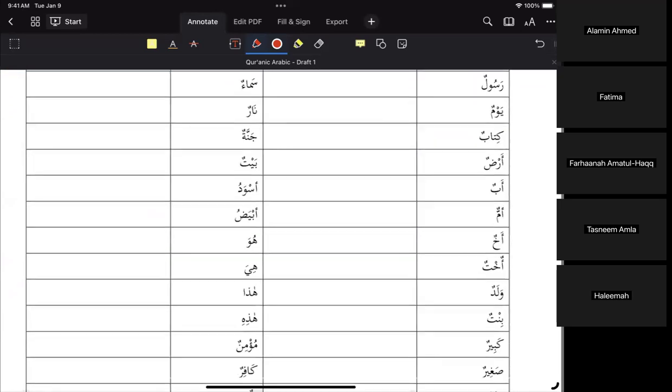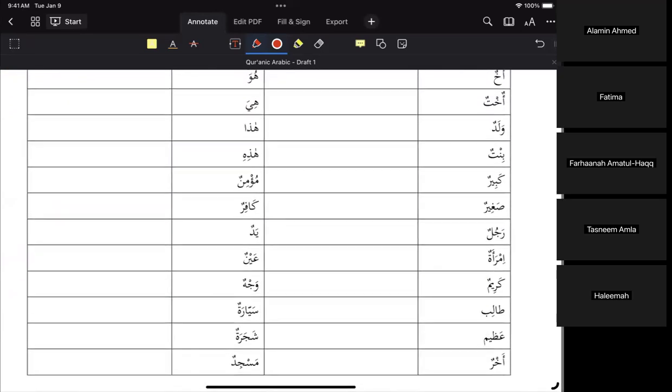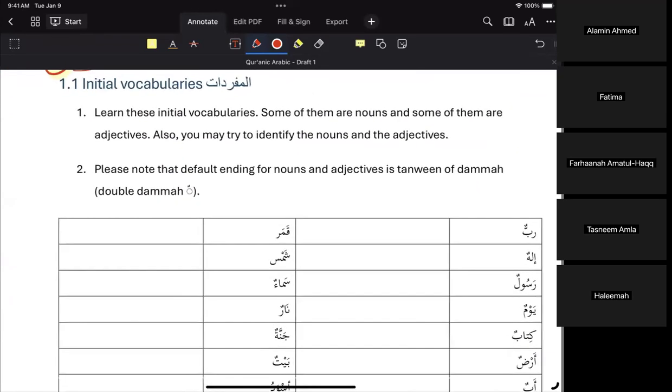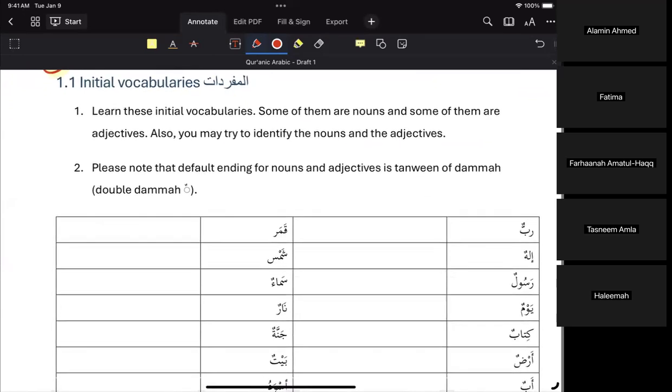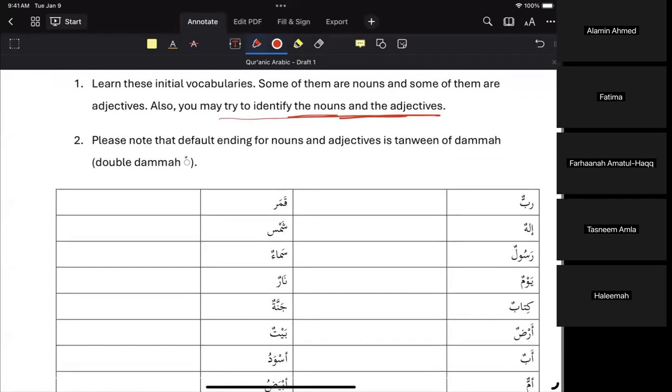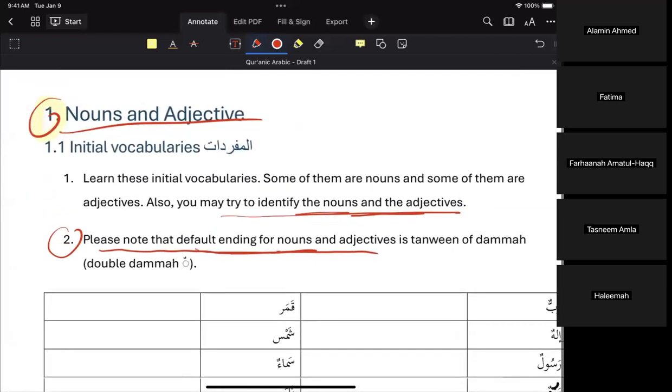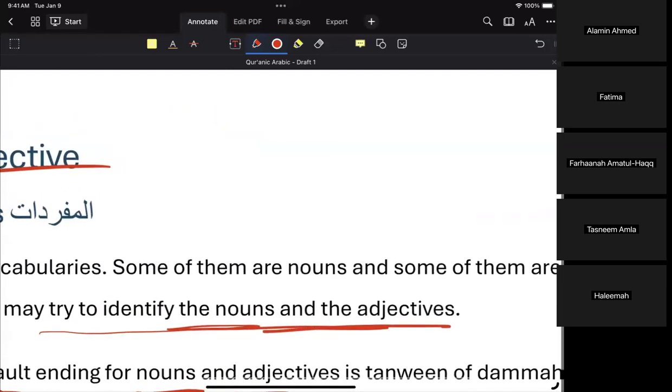Now, in this list, I think I have about 40 words, which includes both nouns and adjectives. And it says try to identify which ones are the nouns and which ones are adjectives. Inshallah, we'll do them as we go forward. But here's one interesting thing that you should know from the beginning. The default ending. Okay, maybe I should just mention one small thing before I start.